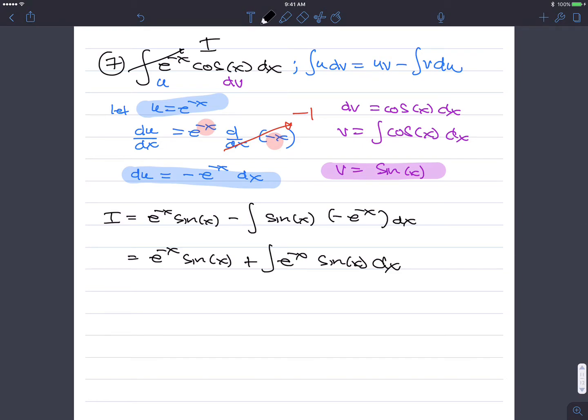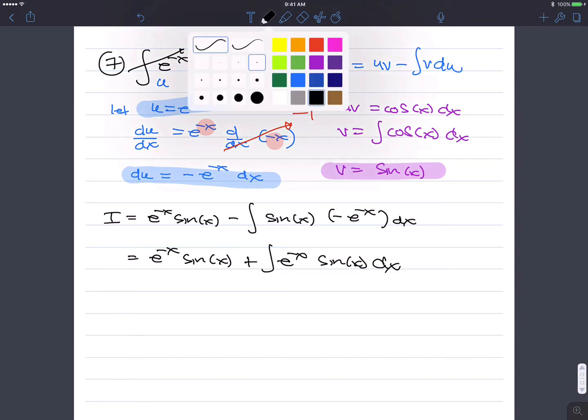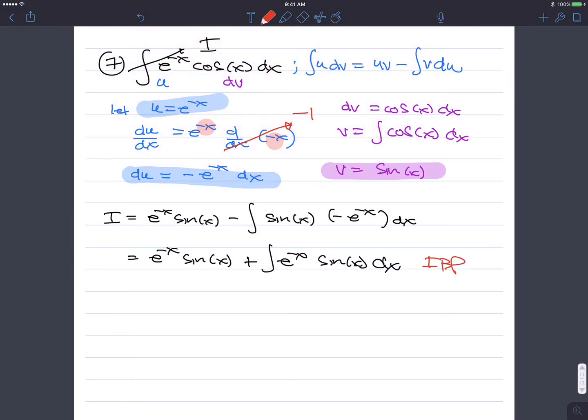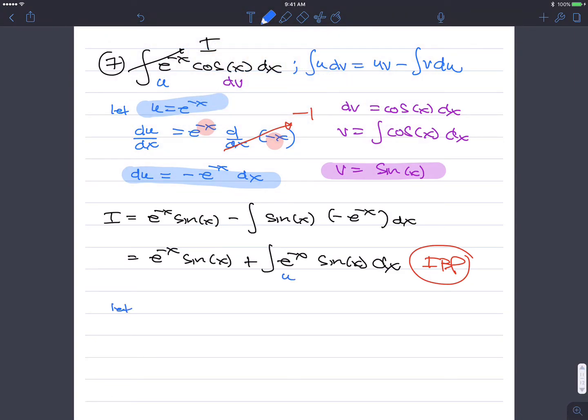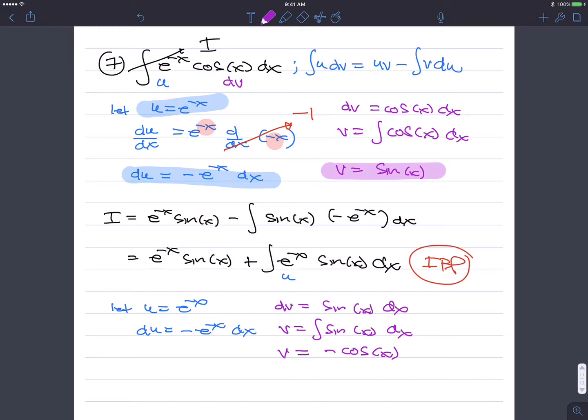So again, notice that this is not I, but I'm going to have to use IBP again, integration by parts, where u here is e to the minus x, which will give you du being minus e to the minus x dx. And then you have your dv being sine x dx, which means my v is the antiderivative of sine, or my v will become minus cosine. Let's double check. Derivative of cosine is minus sine, so yes, we're on the right track.